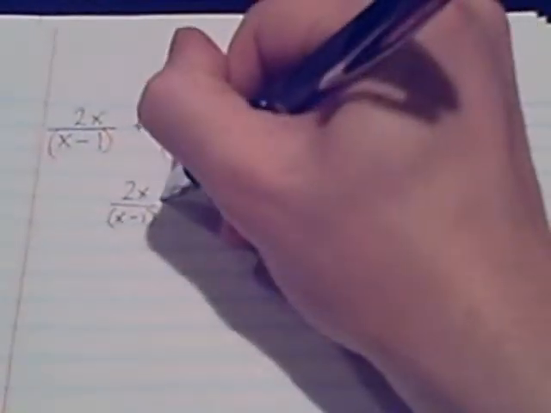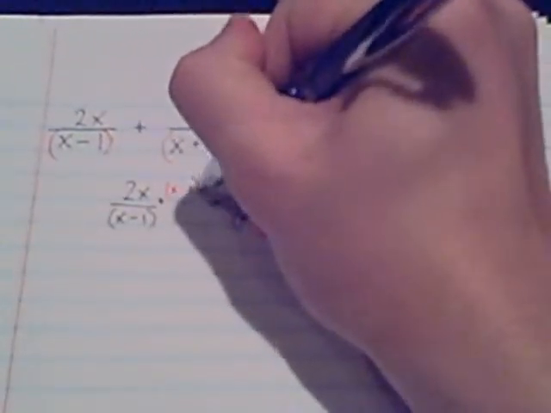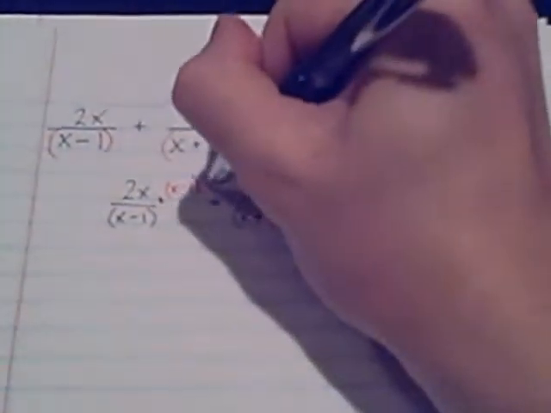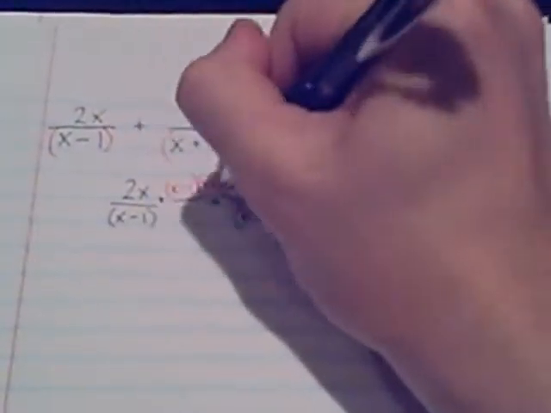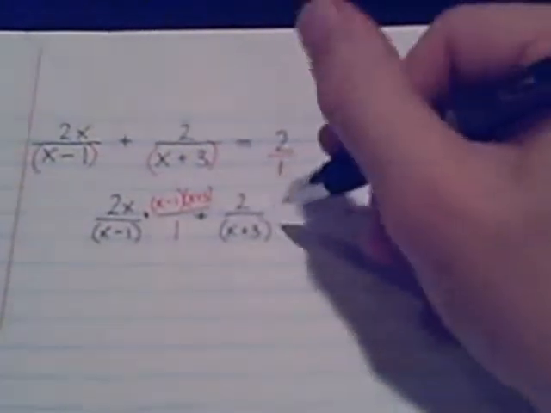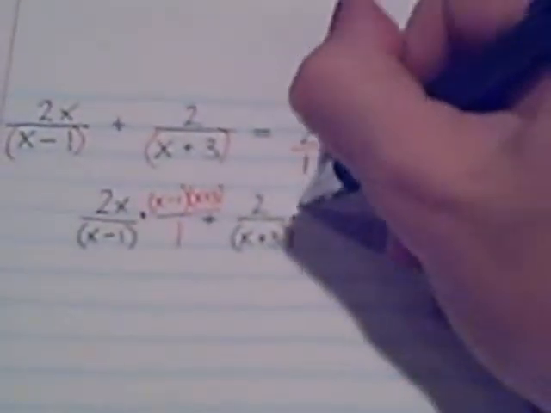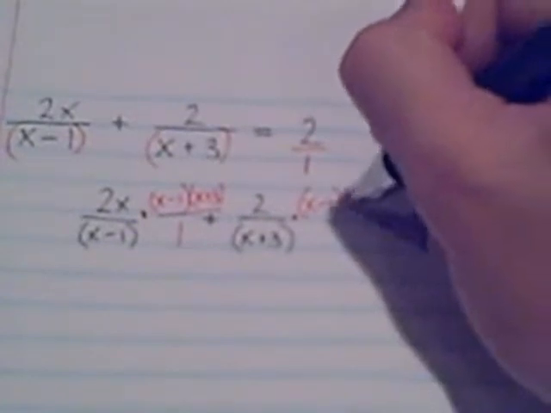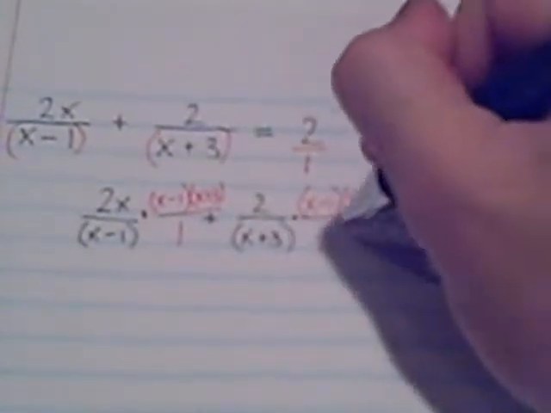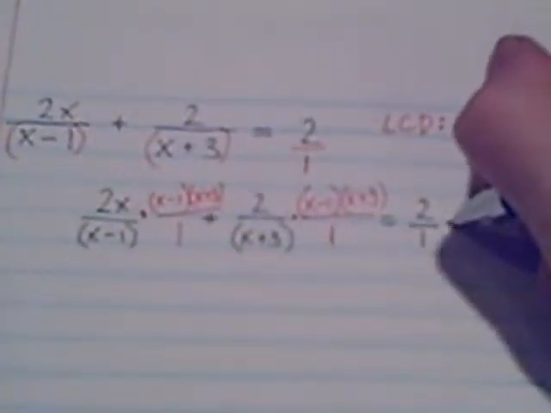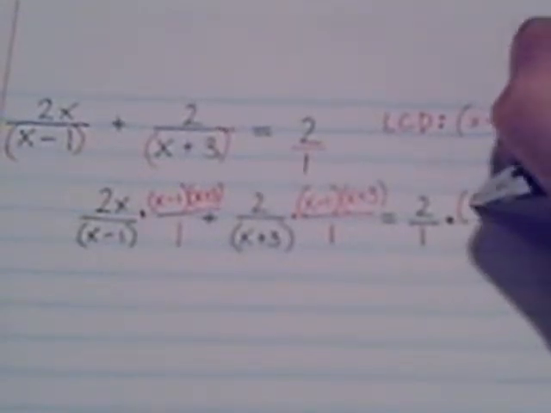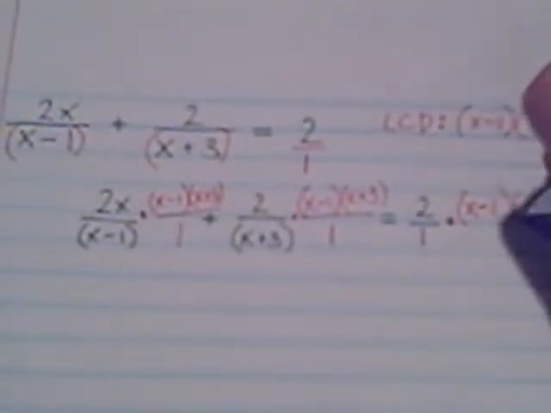This one times x minus 1 and x plus 3 over 1. This one, let's zoom in there, the writing is getting a little bit tiny. x minus 1 times x plus 3 over 1. And do not forget about the right side of the equation. Don't forget about any of them, is what I should say.